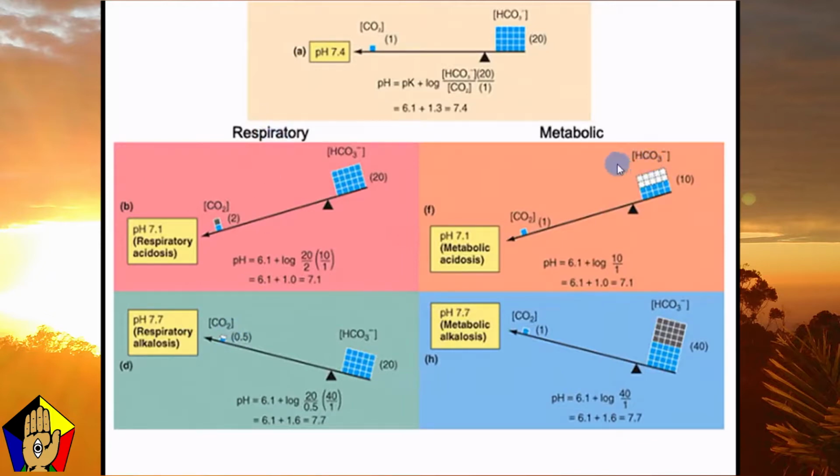And then metabolic is just the opposite. If it has anything to do with bicarbonate, but the CO2 is normal, then you know it's metabolic in nature. If you lose bases, the acids get heavier, 7.1. You're in metabolic acidosis. If you add lots of bases but didn't change the CO2, it's still bicarbonate, so it's metabolic, but when you look at the pH, it's 7.7, so it's metabolic alkalosis.